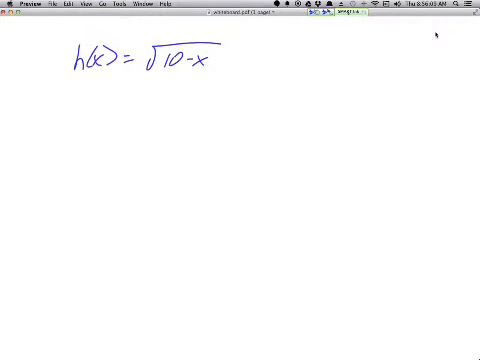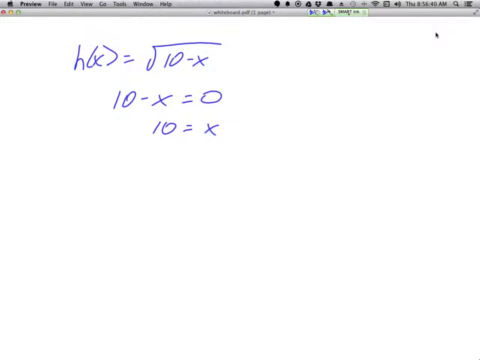Okay? Now, if you can't do that in your head, I'm getting ready to show you the process I want you to use anytime we're dealing with an even radical. Anytime you see an even radical, the first thing you want to do is take the inside and set it equal to 0. I always take the inside of an even radical and set it equal to 0. Then you solve for your variable. So in this case, I'm just going to add the x, and I get x equals 10.